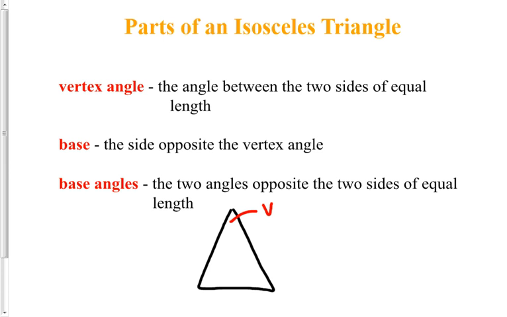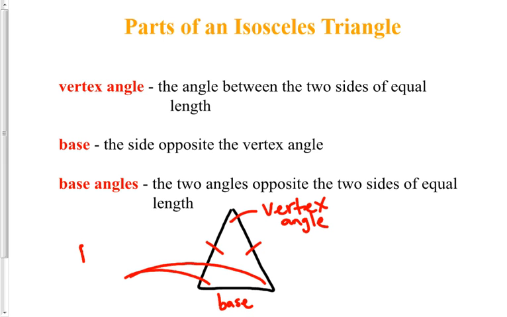Let's label this vertex angle. These are our two congruent sides. So this would become our base, and these would become our base angles.